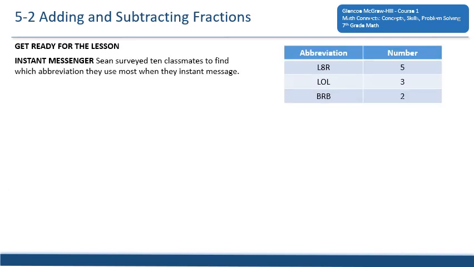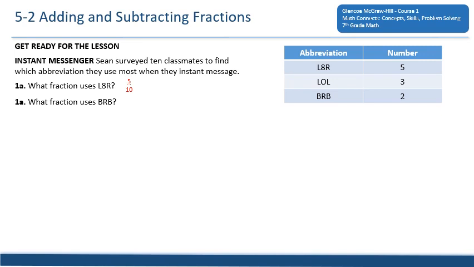Get ready for the lesson. Sean surveyed 10 classmates to find which abbreviation they use most when they instant message. What fraction uses later? 5 out of 10. So 5 used later most often, and there's a total of 10 responses. So it's 5 out of 10, or 5/10.